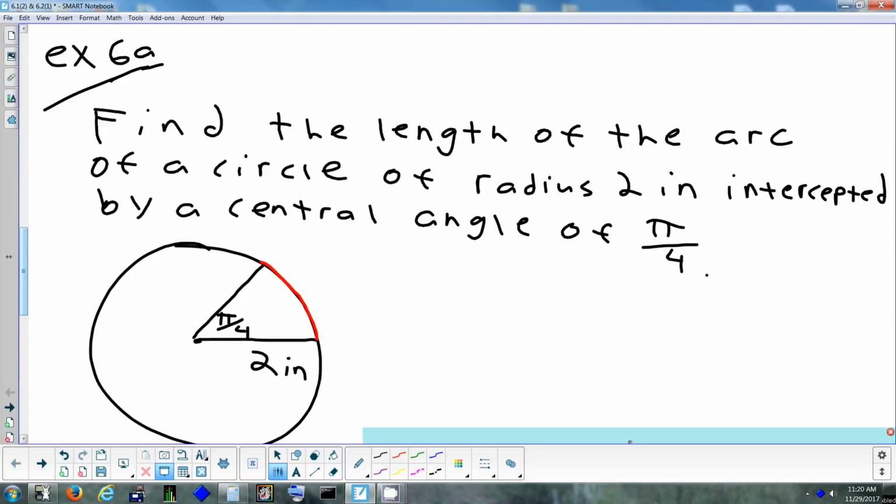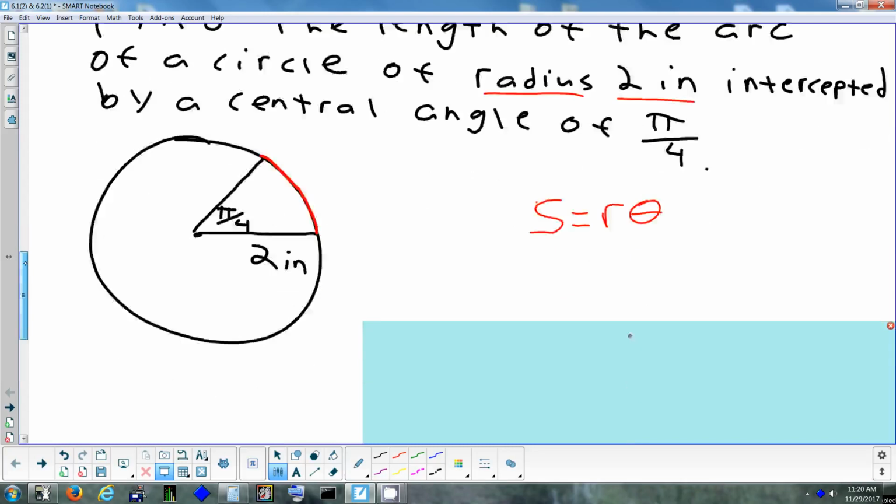All right, so Braden, what's my formula for the length of an arc? We just came up with that. It's the radius times the angle, right? Yep, in radians. And that's going to equal your arc length, S. So S equals r theta. Julia, what's my radius in this problem? 2 inches. Yeah, radius 2. So we're going to fill in 2.